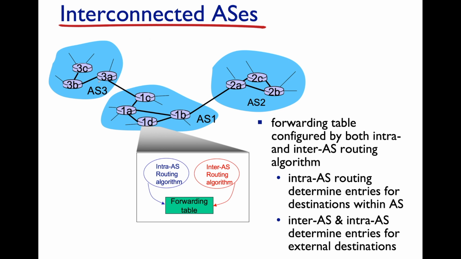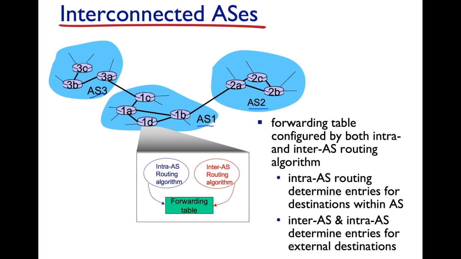Here we have a set of interconnected autonomous systems. We have the first one, AS1, down below. We have the second one, AS2, on the right, your right. And we have the third one, AS3, on the left, your left. Now, within each one of these autonomous systems, we have several routers. So in AS1, we have 1A, 1B, 1C, and 1D. Those are all routers in the first autonomous system. We have routers 2A, 2B, 2C. Those are routers in the second autonomous system, AS2. And then lastly, we have 3A, 3B, 3C that are in AS3.